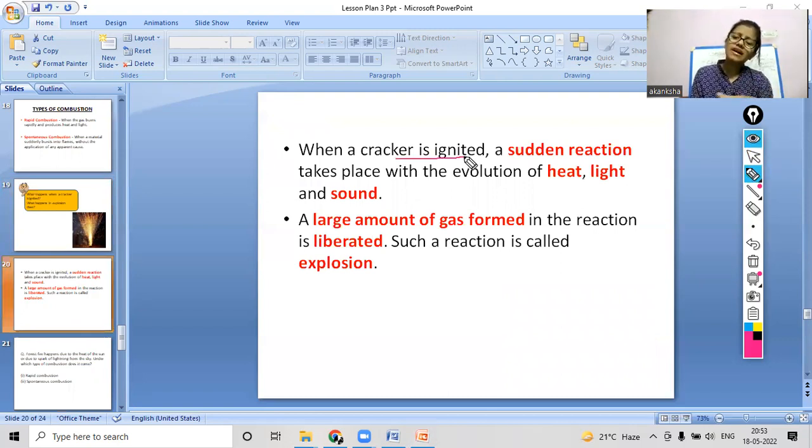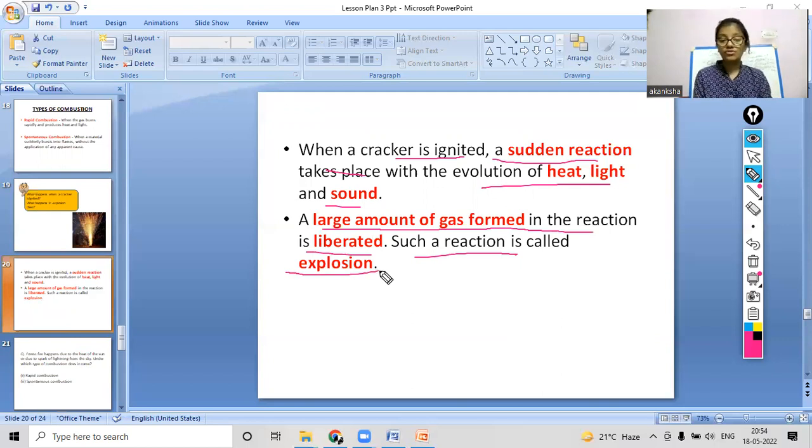We will see the answer for this question right now, if you're not clear with what I was about to ask. So when a cracker is ignited, a sudden reaction takes place with the evolution of heat, light, and sound, right? And a large amount of gas formed in the reaction is liberated. Such a reaction is called an explosion. So this was the answer to the previous question that we just saw.